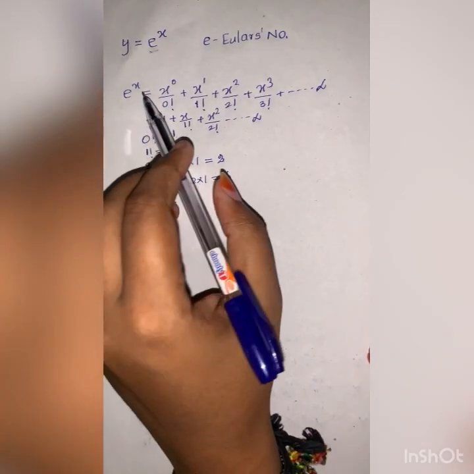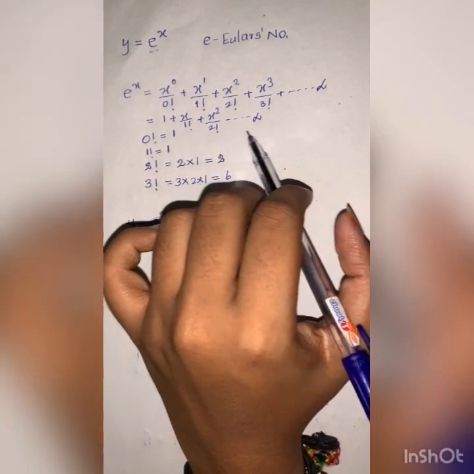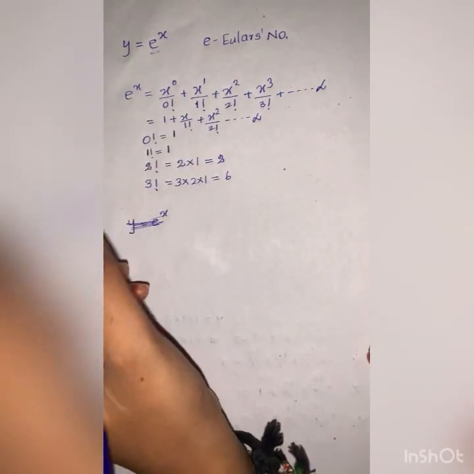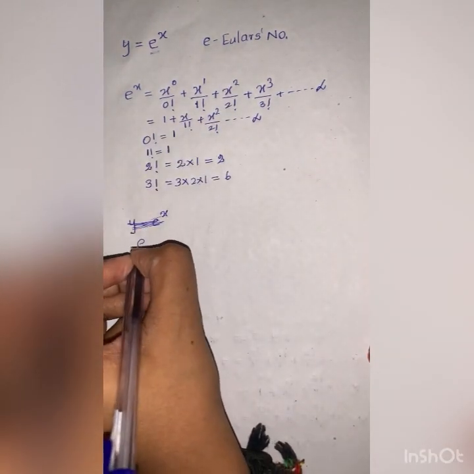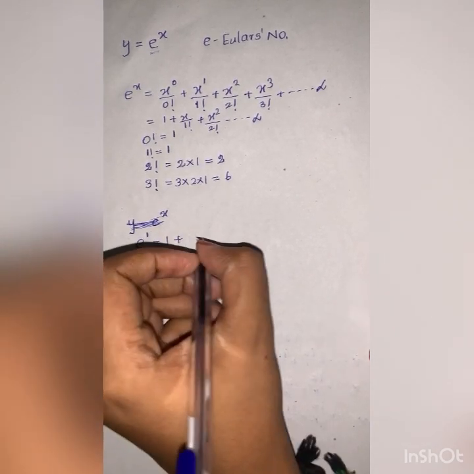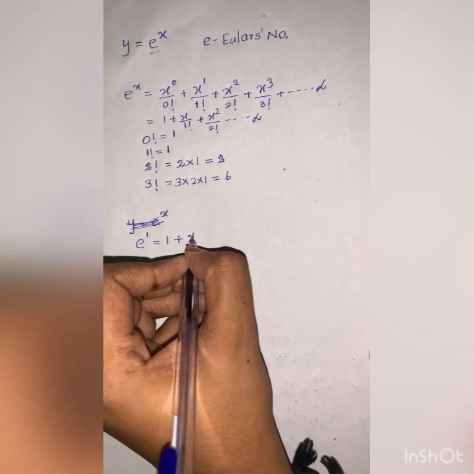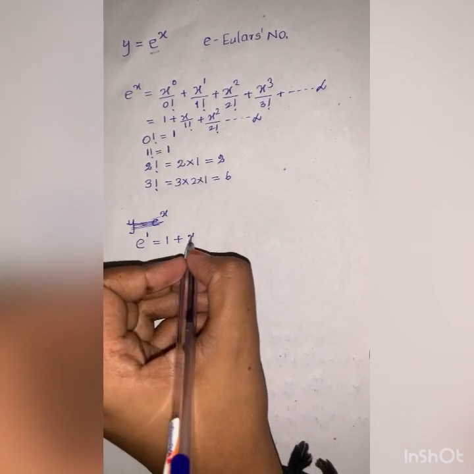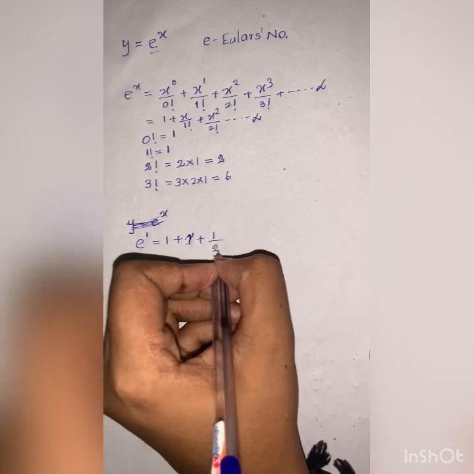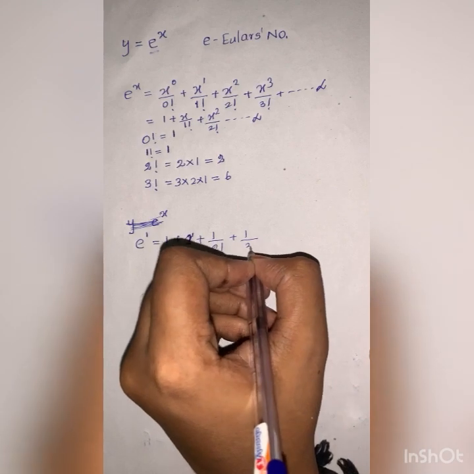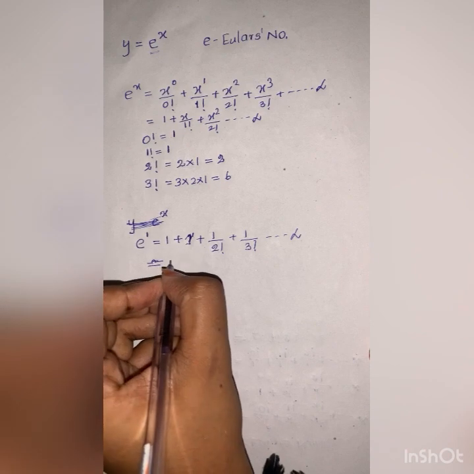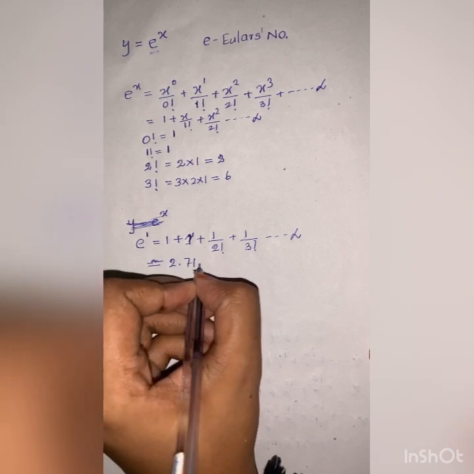From this equation we can get the approximate value of e. e can be written as e to the power 1, so we write 1 plus 1 over 1 factorial, x being 1, plus 1 over 2 factorial plus 1 over 3 factorial, likewise. So it will be nearly 2.7183.